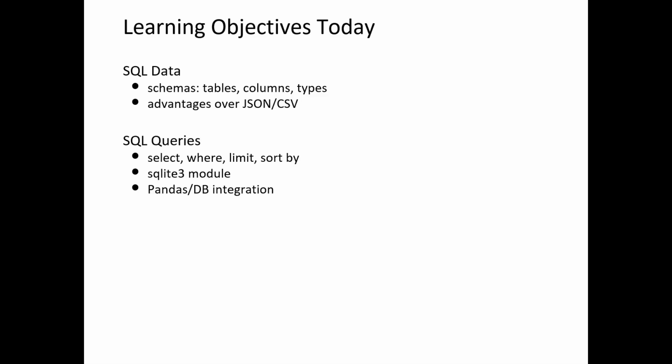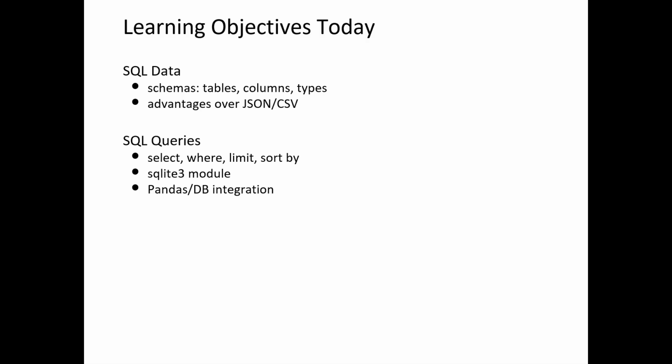Okay, so just for today, we're going to be taking a look at a couple of things. We'll be looking at how data is organized in a database. There is more than one table. What does it look like? How do we extract columns? What are the types associated with that data? We'll be comparing them to JSON and CSV files.